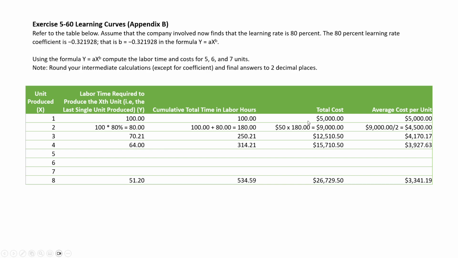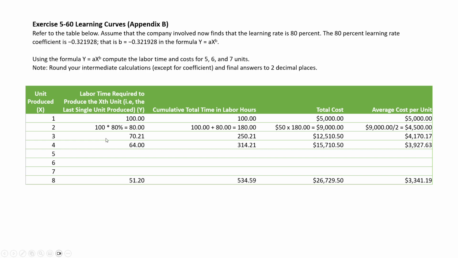How do we get total cost? Remember that I mentioned from unit number 1, we said 5,000 total cost divided by 100 hours is $50 per hour. We're going to use that $50 per hour times 180 hours, cumulative total cost of 9,000. Now we do need to actually calculate average cost per unit. Total cost of 9,000 divided by 2 units, and so our average cost per unit is going to be 5,400.